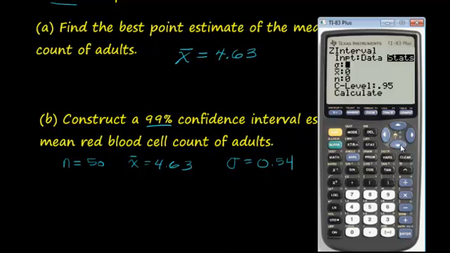Tab down to Sigma. Sigma was 0.54. Tab down to X bar, 4.63. Tab down to N, 50. C level, and I've covered it up, but we can see it right here. It's 0.99. Highlight Calculate, hit Enter. Here's our interval. Okay, so now I can record the interval, and it's 4.4333, 4.8267.